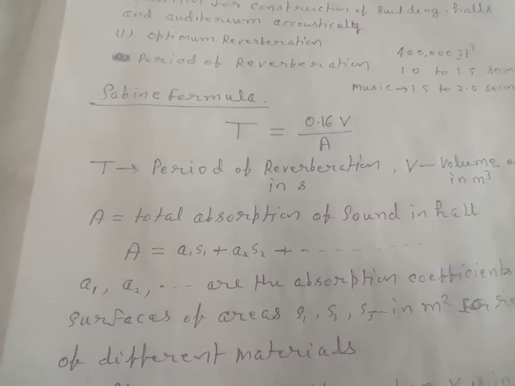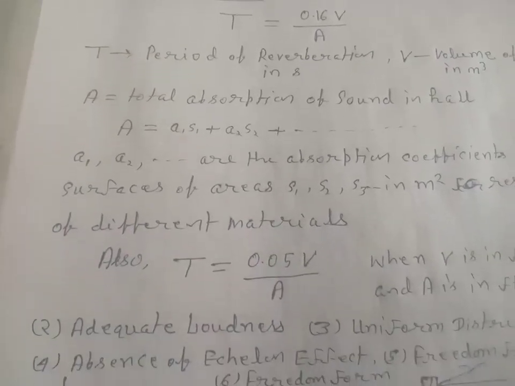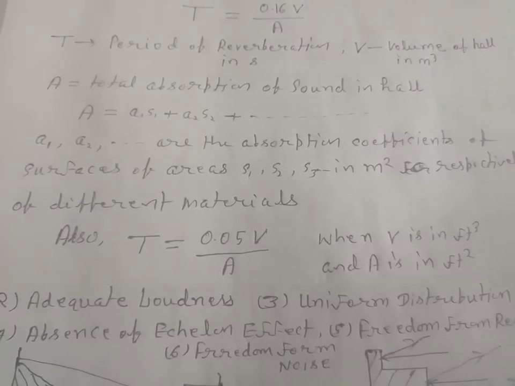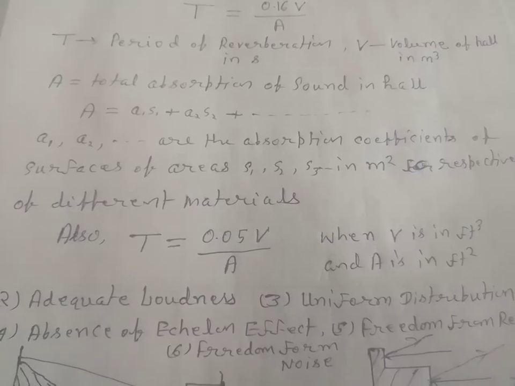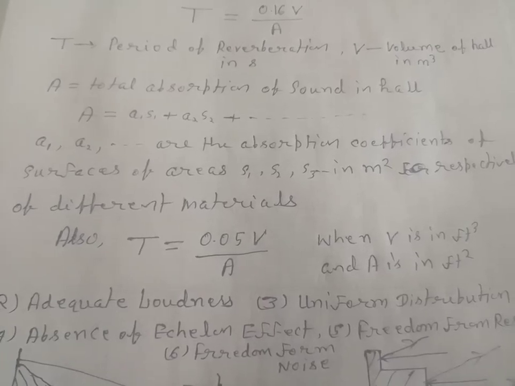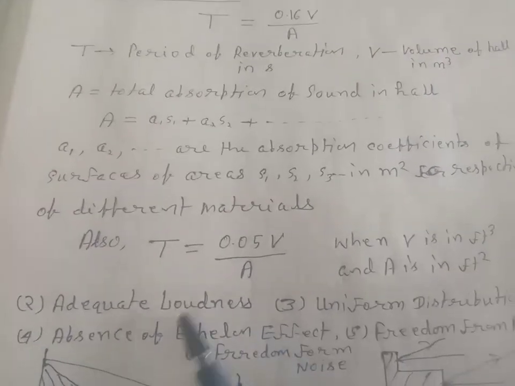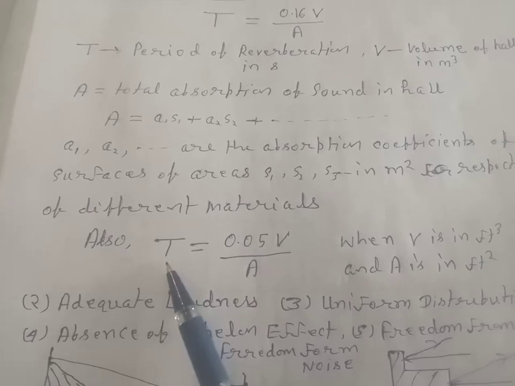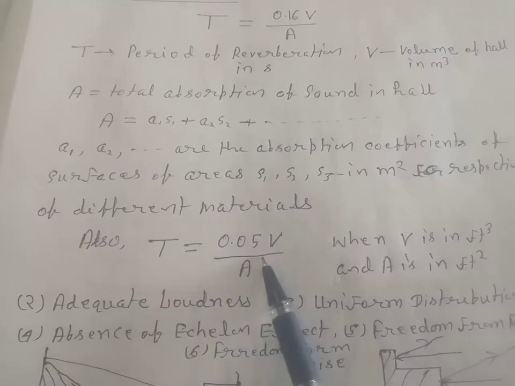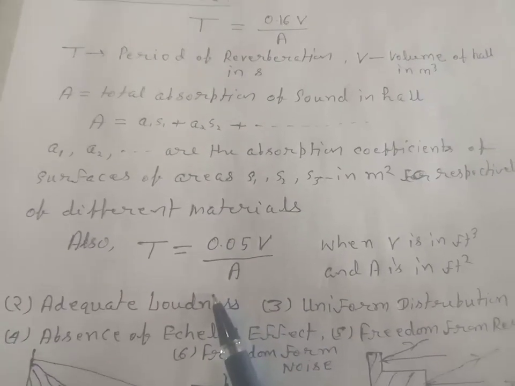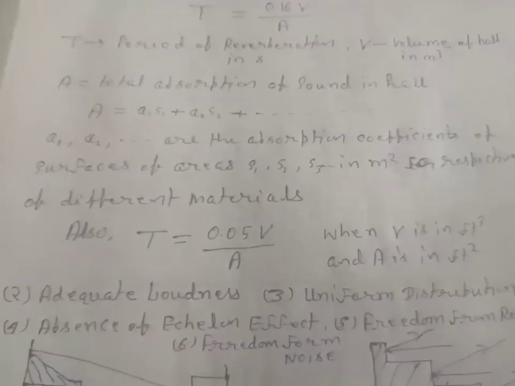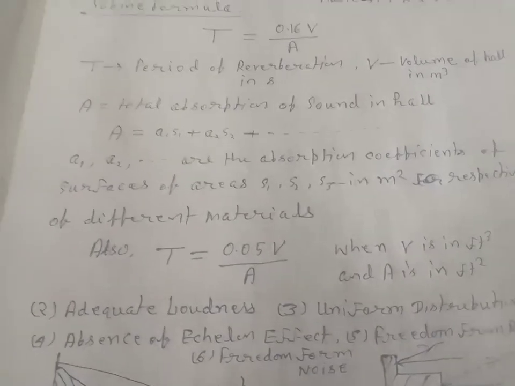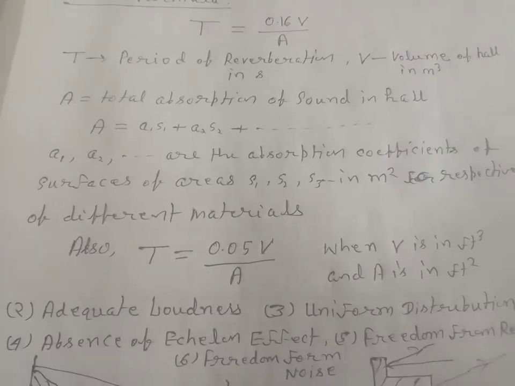Now if V is measured in feet cube and A is in feet square, then the Sabine formula will be: the period of reverberation T in seconds will be 0.05 into V by A. This is the Sabine formula.